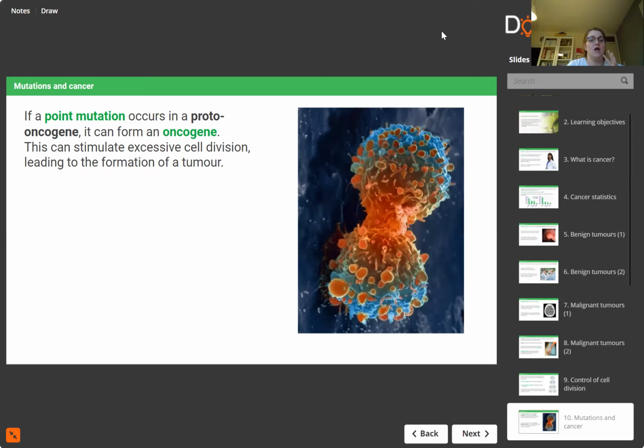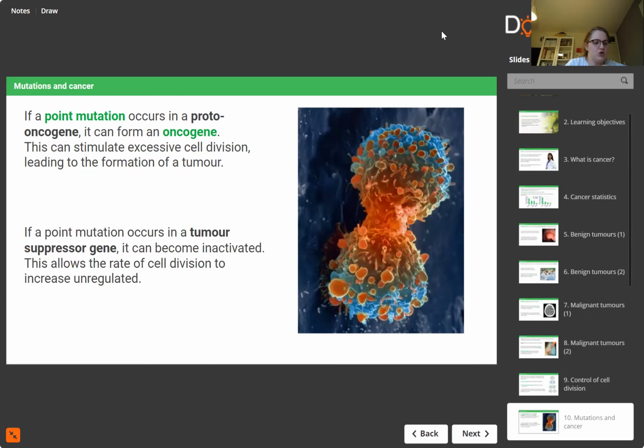If we increase the effect of a proto-oncogene, and that can be caused by mutation. So for example, if a point mutation occurs in a proto-oncogene, it can form an oncogene. So we get rid of the proto. And what this does is this can stimulate excessive cell division and it can lead to a tumor. Basically, we get rid of the word proto once it becomes mutated. So when a proto-oncogene becomes mutated, we get rid of the proto and it just becomes an oncogene. And that's once it's mutated.